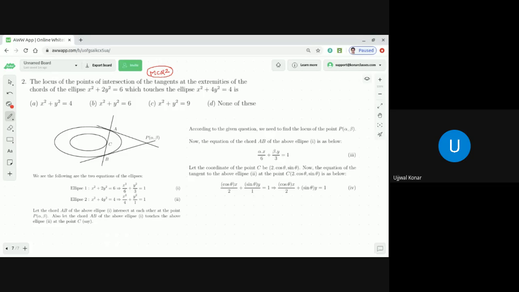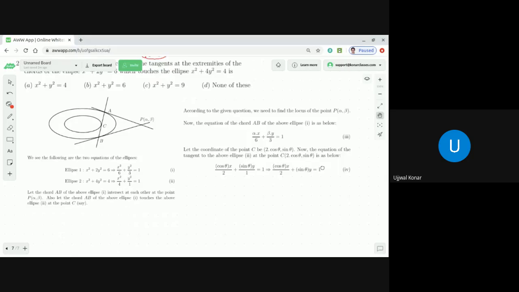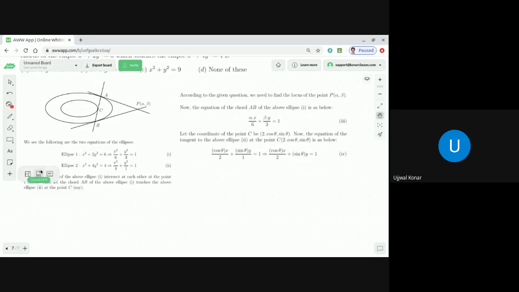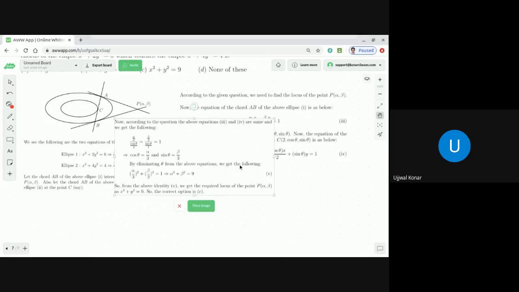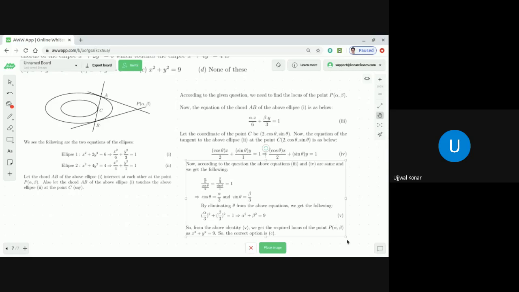Now the equation of the tangent to the given ellipse 2 is, we know, x cos theta by 2 plus y sin theta by 1 equal to 1. That is cos theta by 2 into x plus sin theta into y is equal to 1. Now what can we conclude? If you see, equations 3 and 4 are same, isn't it, dear students? As the two equations are same, eventually we can perform this kind of simplification and algebraic operations. Please have a look into it and you'll understand why I have done so.